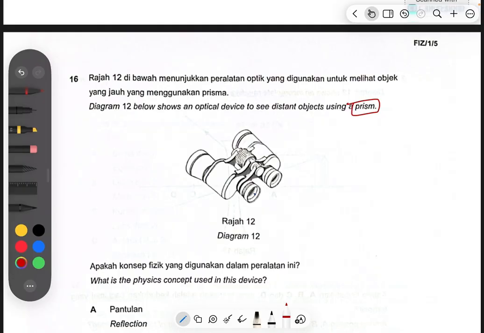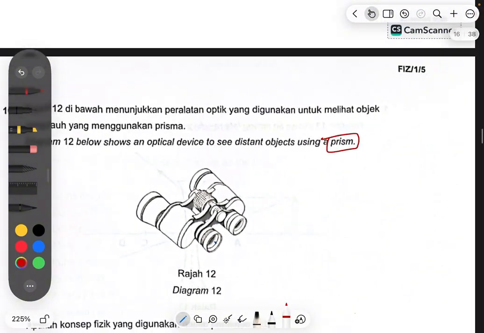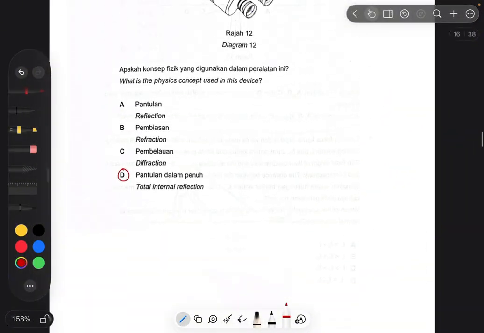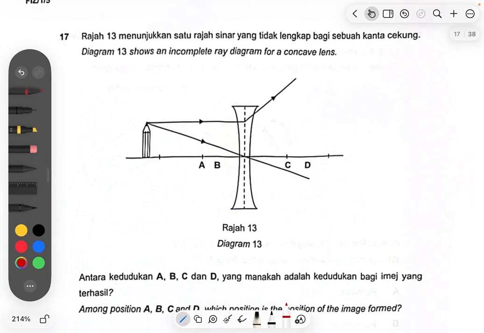Ah, because I remember writing down in my textbook, kalau diamond, it's total internal reflection. Tapi I thought that we were looking at the lens. Okay, I see. So the answer is D, guys.